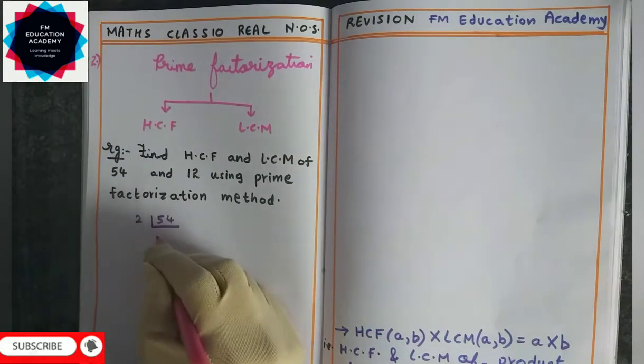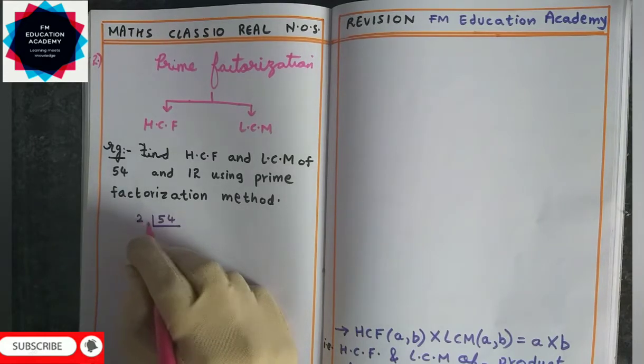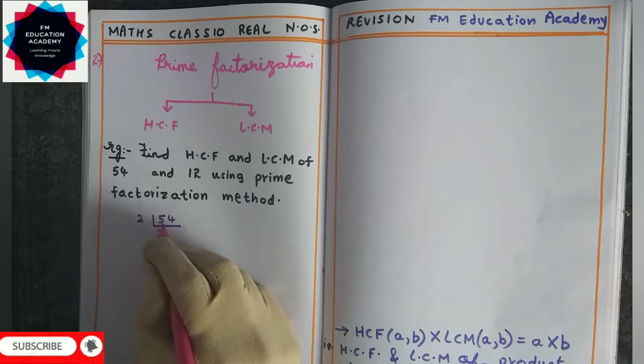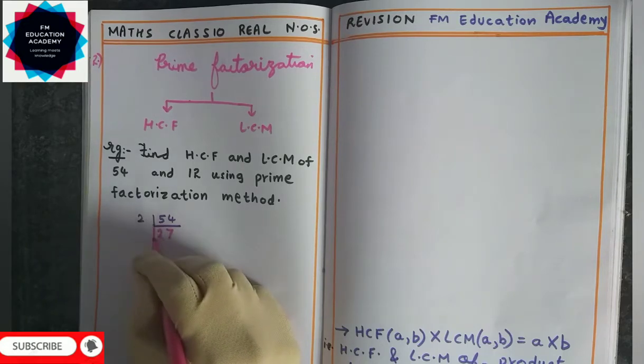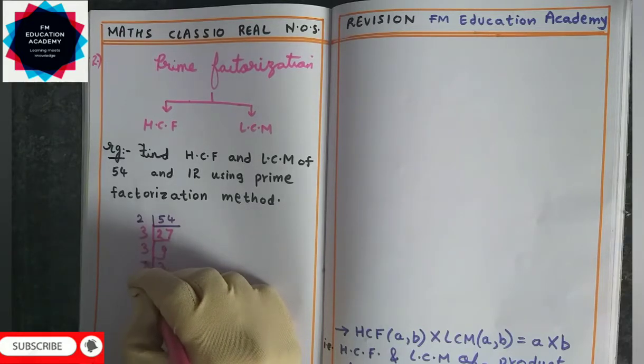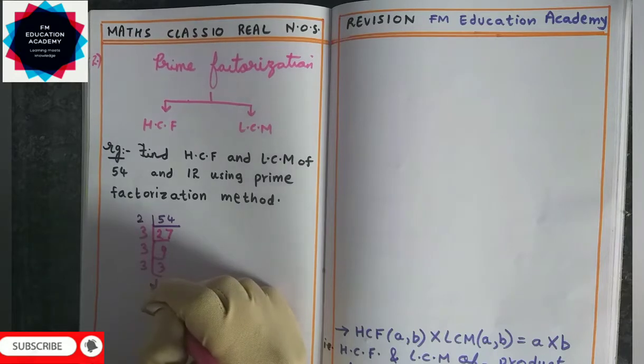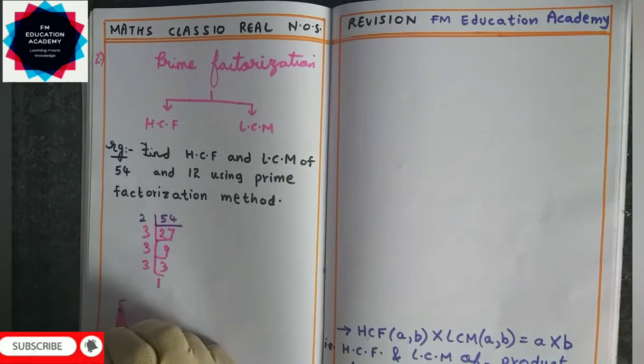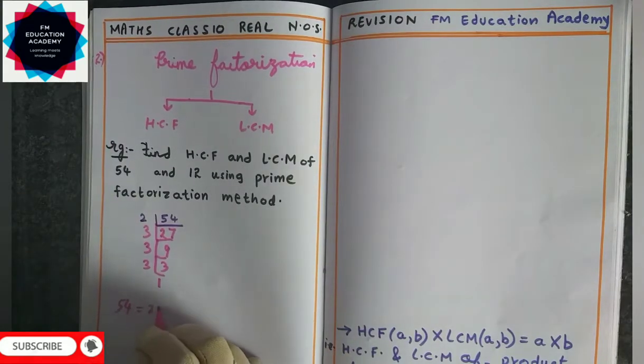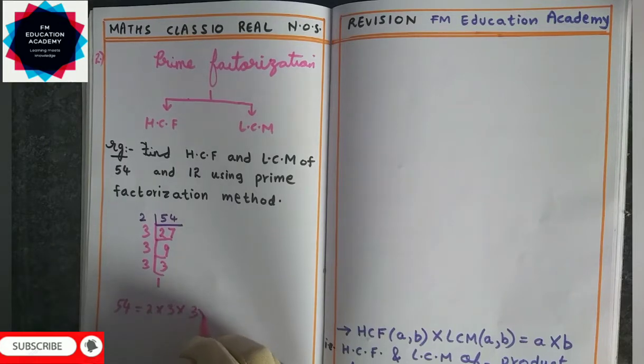Take 54. Its unit digit is 4, so it will go in the 2 table. 2 2s are 4, 5 minus 4 is 1, 1 4, 2 7s are 14. Now 27 will go in the 3 table: 3 9s are 27, 3 3s are 9, 3 1s are 3. So I get 54 as 2 into 3 into 3 into 3.